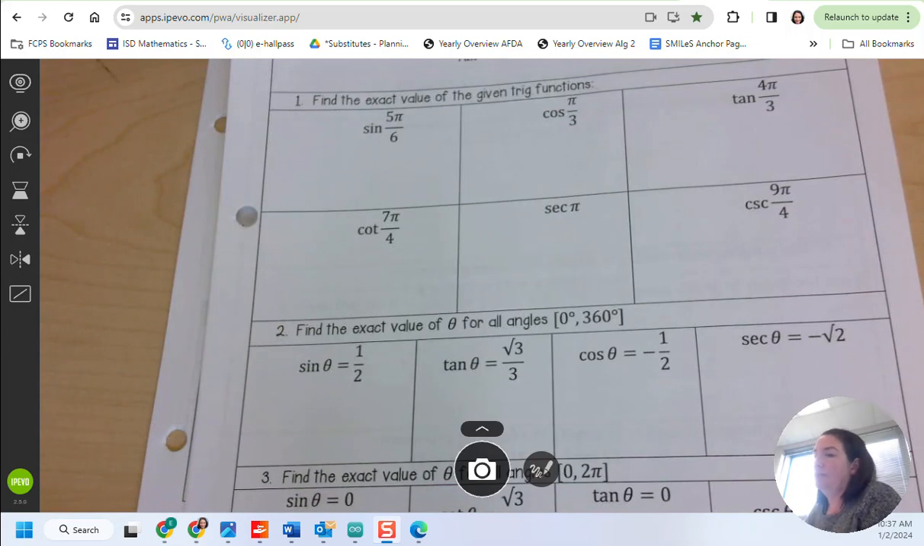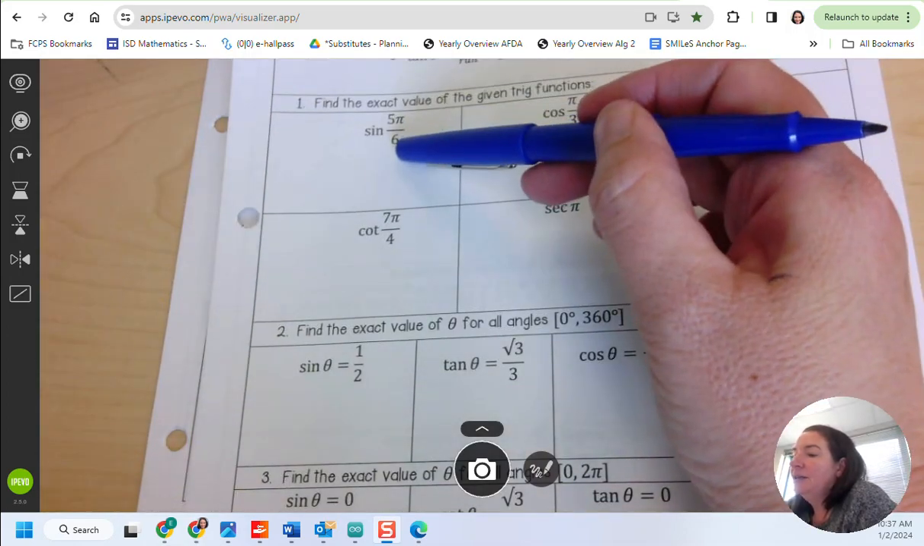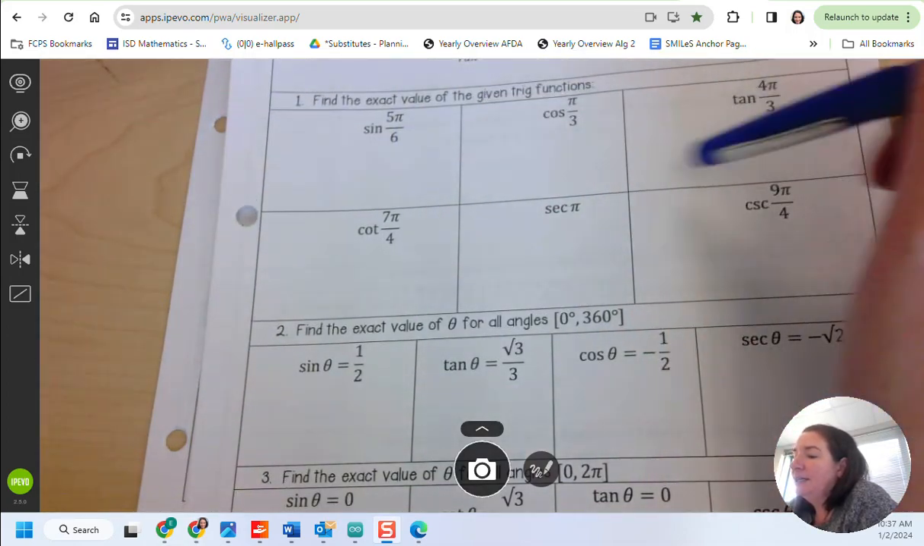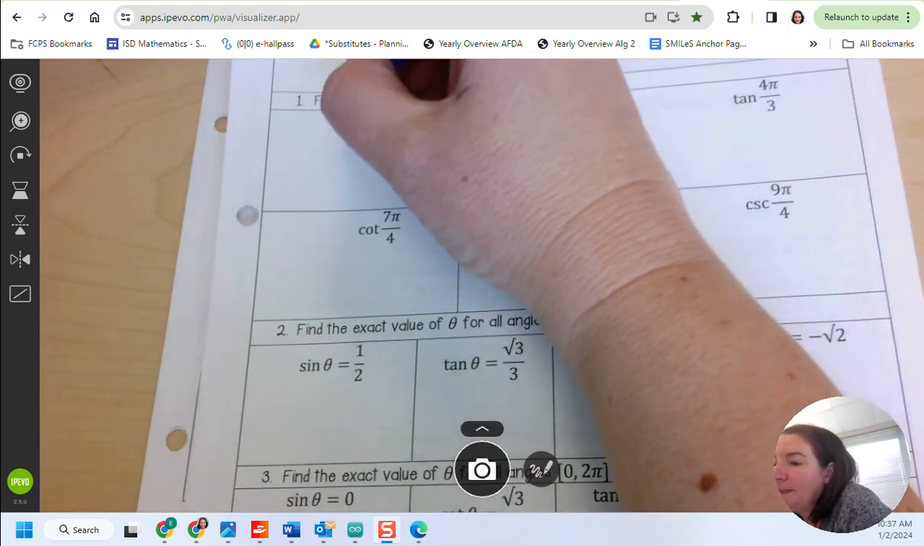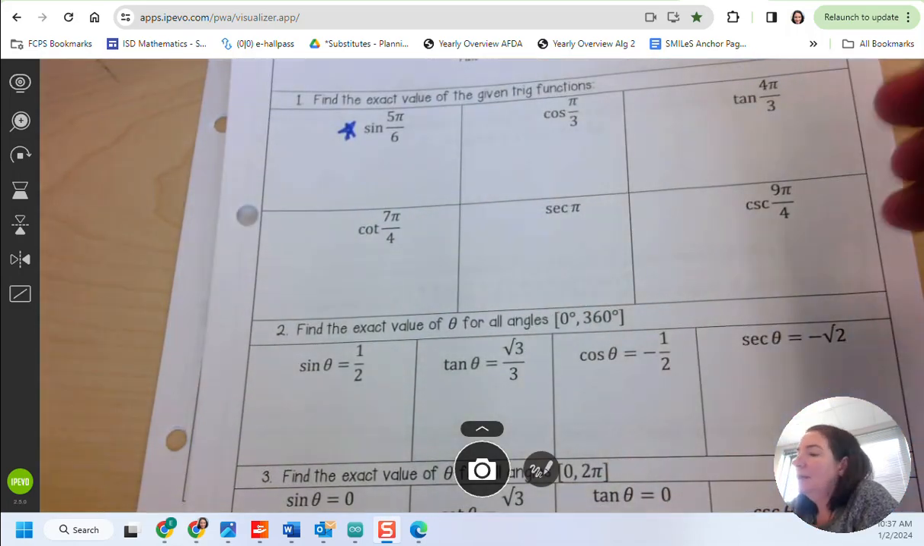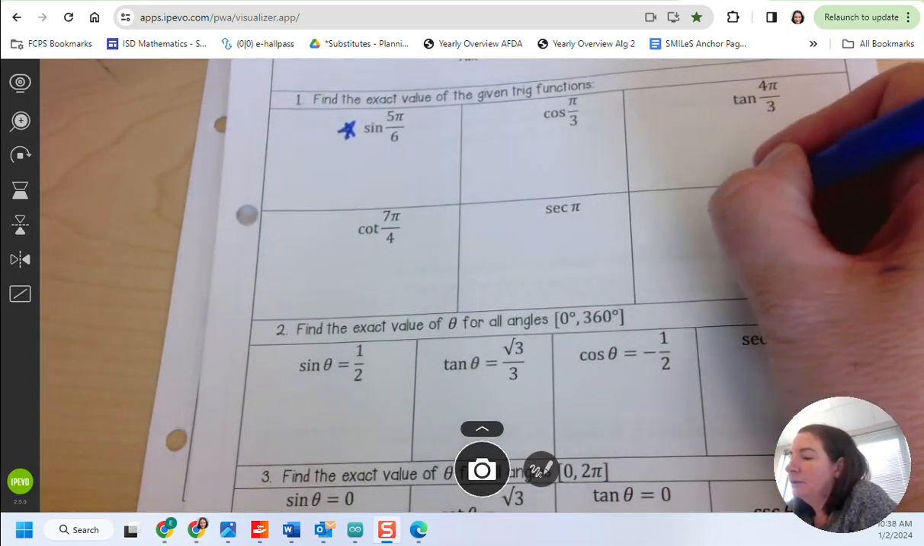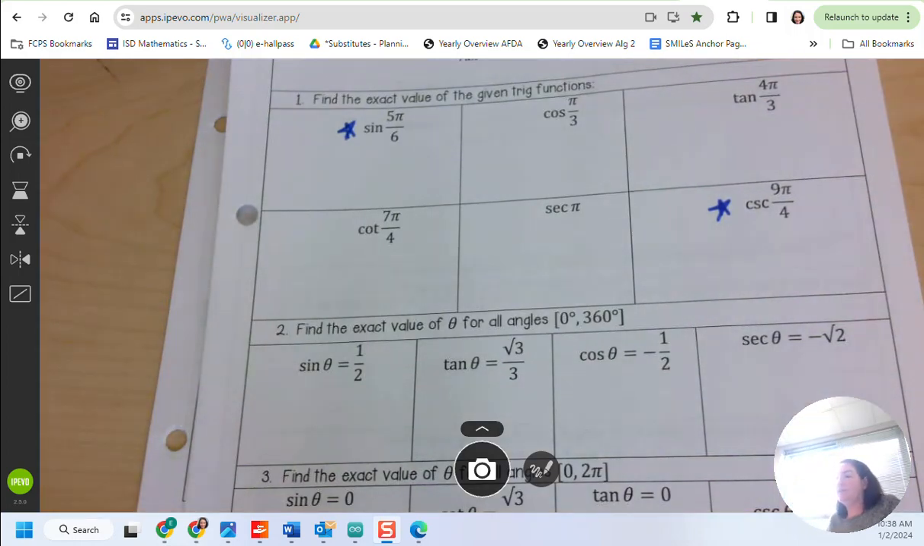So what we're going to do is we're going to find the sine, cosine, tangent, secant, cosecant of these different angles. And we'll do two together. We're going to do this one and this one together. And then you guys will go back and do some of these others.